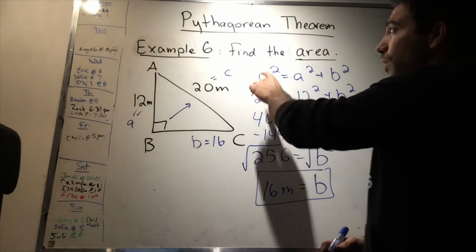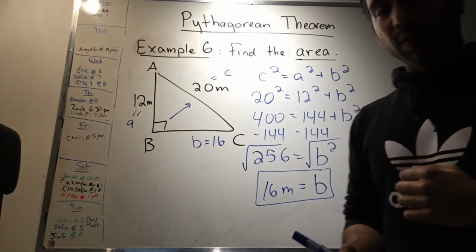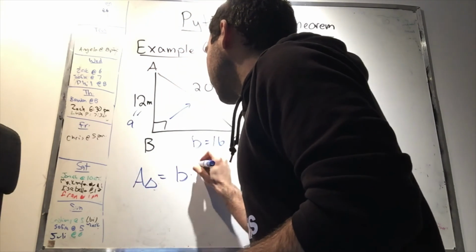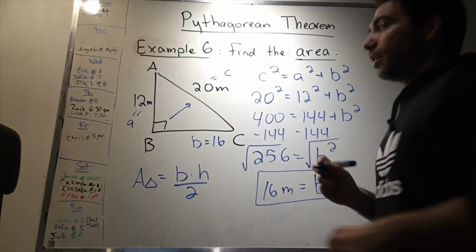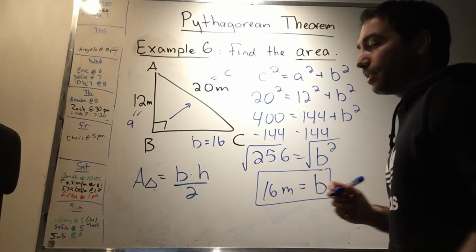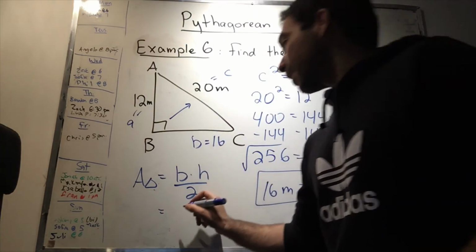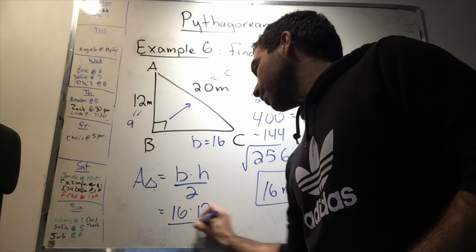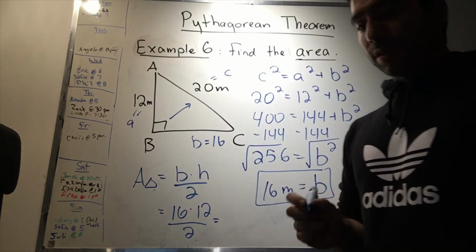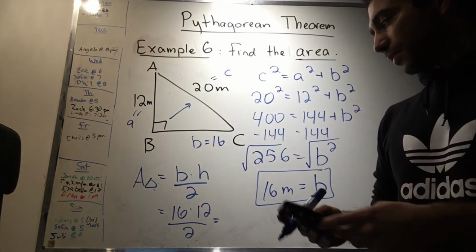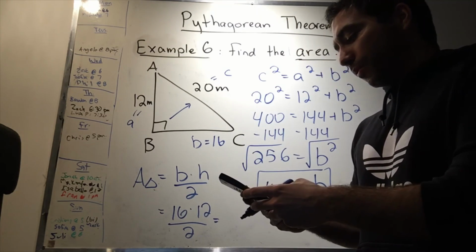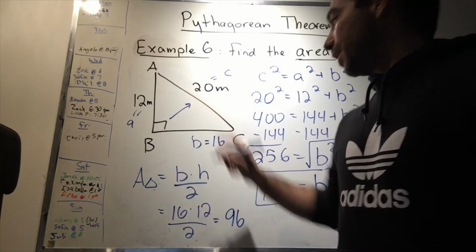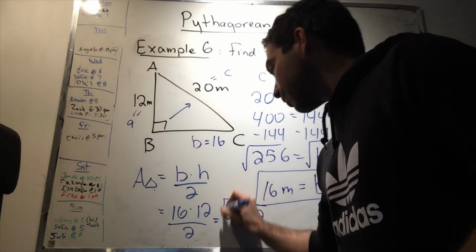We're not done. We have to answer the question. Find the area. Let's write down the formula right away. The formula for the area of a triangle is base times height divided by 2. Now that we used the Pythagorean theorem to find the base, we can answer this. So the base is 16, the height of the triangle is 12, and you divide it by 2. So using a calculator, 16 times 12 is 192, divided by 2, you should get 96 meters squared. Area is always squared, that's our unit. So the answer is 96.